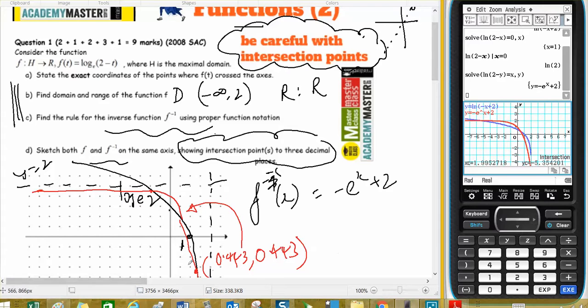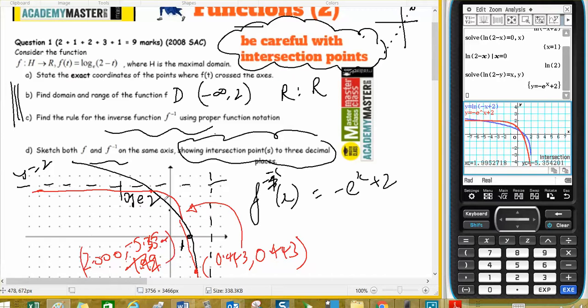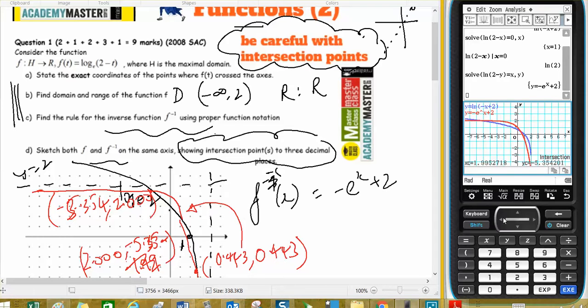The next one is 1.995, so 2.000, and negative 5.354, and this one here will be negative 5.354 and 2.000. So there's my 3 intersection points.